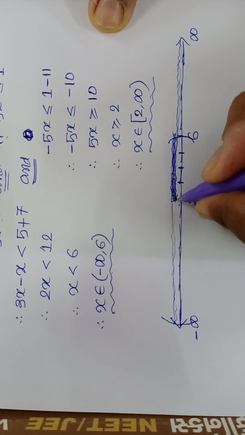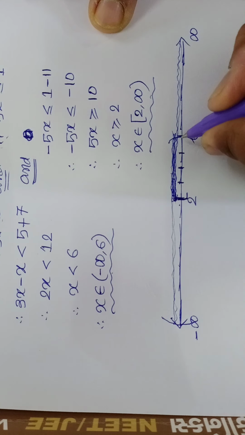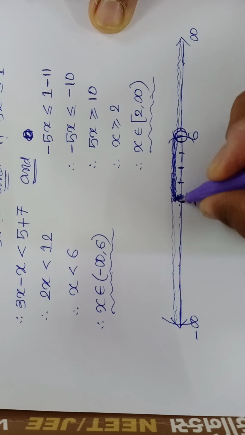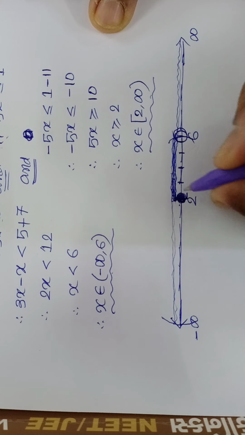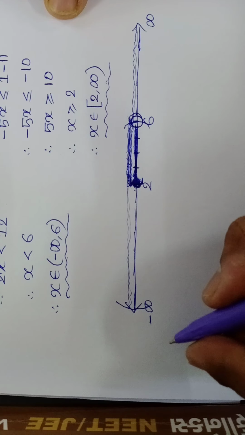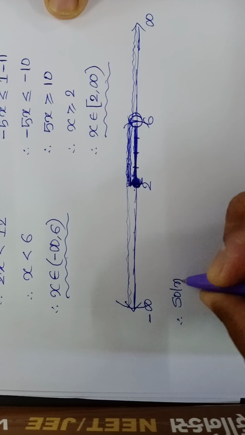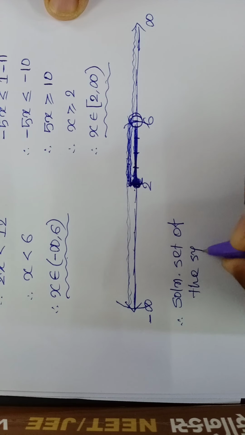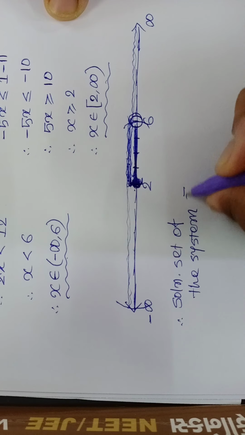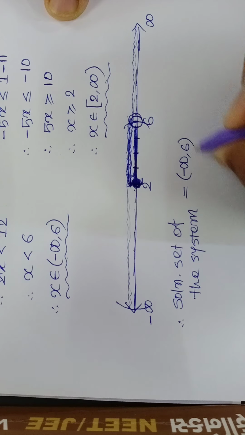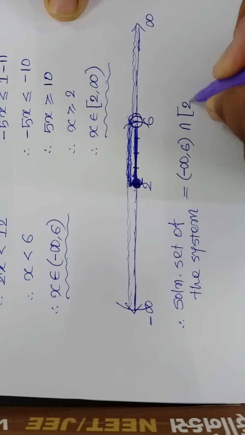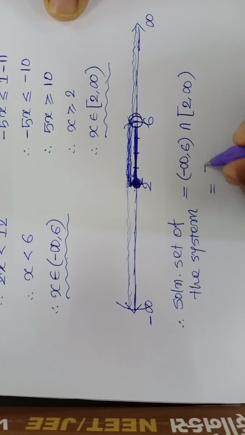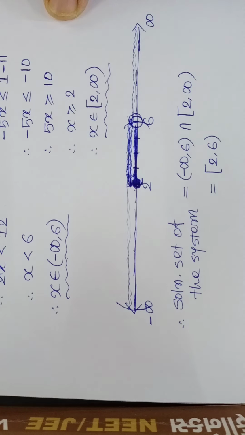So our solution lies between 2 and 6, but 6 is not in the solution, whereas 2 is in the solution. That's why we draw a dark circle there, and this line is the solution. So what is the solution set of the system? Minus infinity to 6 intersect with 2 to infinity, and finally the answer is closed-open interval 2 to 6.